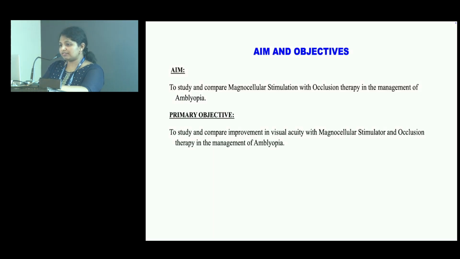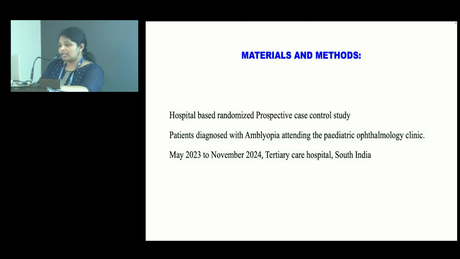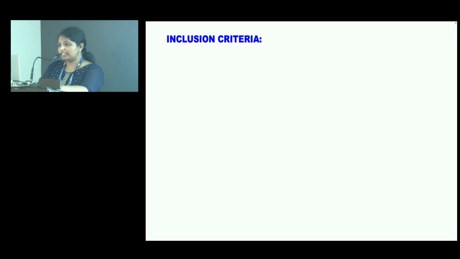Now, the aim and objective is to study and compare improvement in visual acuity with magnocellular stimulator and occlusion therapy in the management of amblyopia. The secondary objective is to see the improvement in stereopsis. It was a hospital-based randomized prospective case control study, and patients diagnosed with amblyopia attending the pediatric ophthalmology clinic from May 2023 to November 2024 were included.